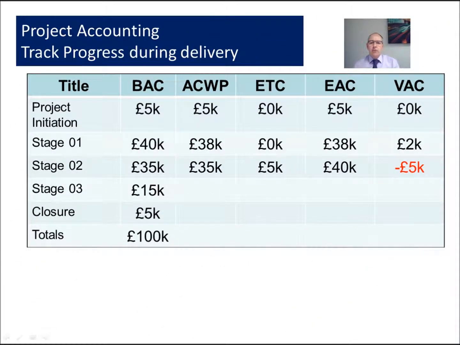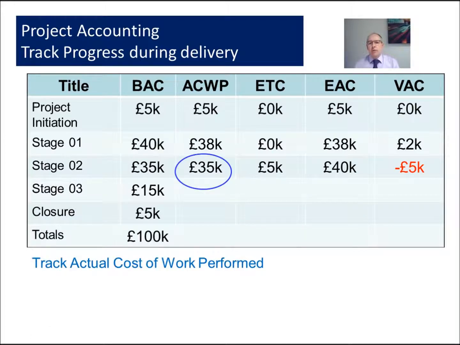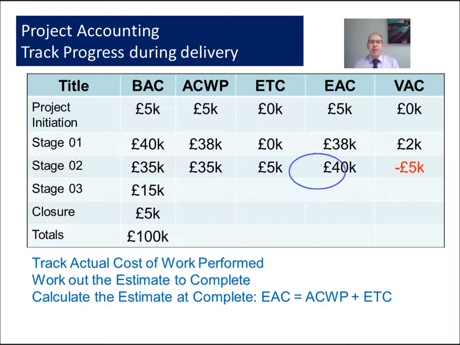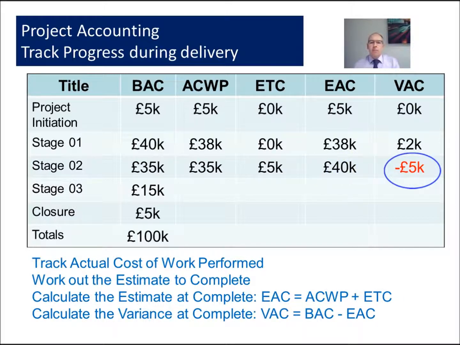During project delivery, we need to track the actual cost of work performed. And as we're running the project, we calculate our estimate to complete. And it's from these 2 values that we can then calculate the estimate at complete. And as you can see in the example, we spent all the budget at complete for that stage, and we still have an estimate to complete of £5,000 to give us an estimate at complete of £40,000. When we take this and compare it to our budget, we have a negative variance of £5,000. And perhaps this is caused by risk that's come into the project, and we need to use our risk budget to cover this overspend.